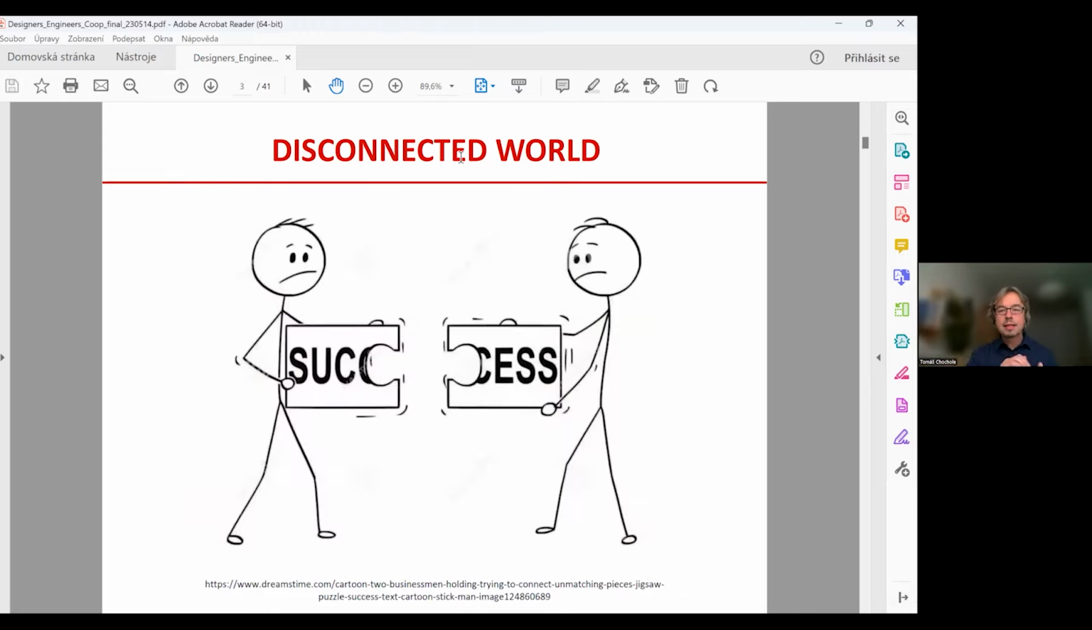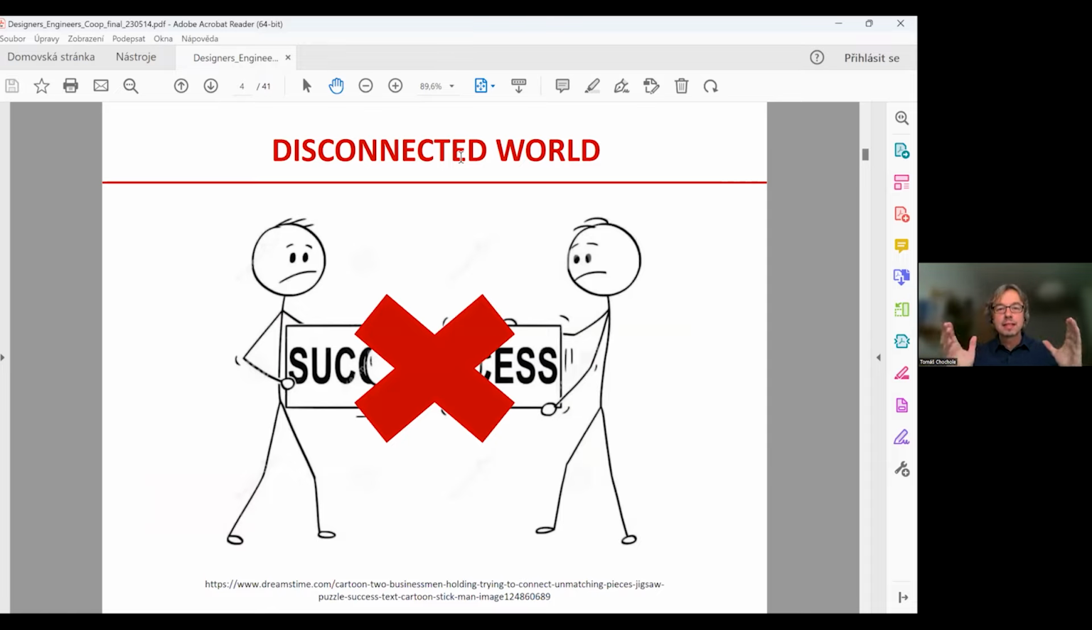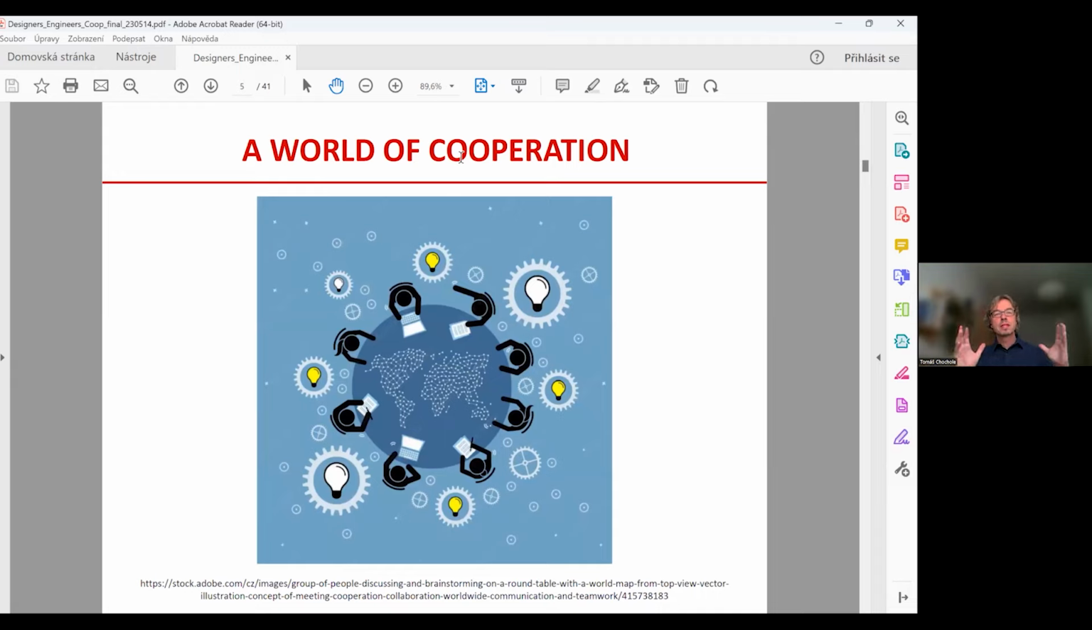Another example is about twins. They are similar one-to-one, but they can't get success. They can't cooperate together because they are on different ways. So I think that we can stop this disconnected world, and it's better to think about the world of cooperation, because this idea is important for our study and for our teamwork. We can imagine that for all of us, it's better to be close together, to share our ideas, to have the opportunity to solve problems together, to exchange information and have a nice environment around us and feel good.